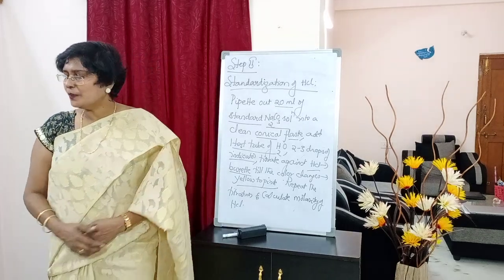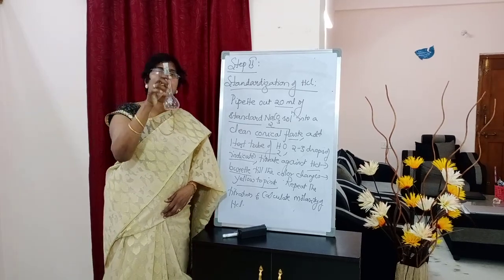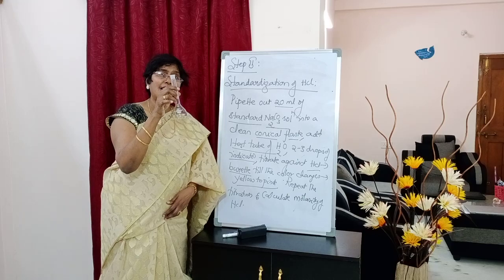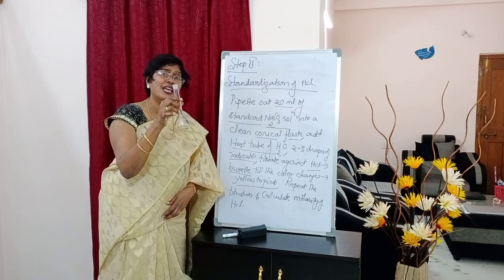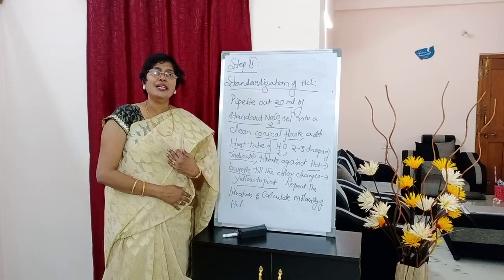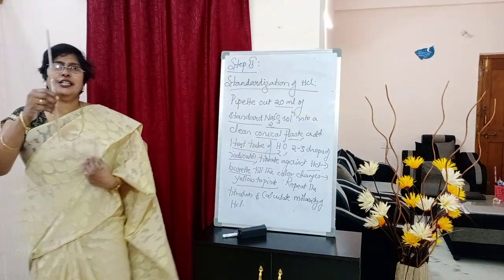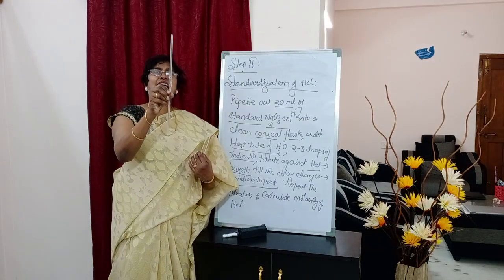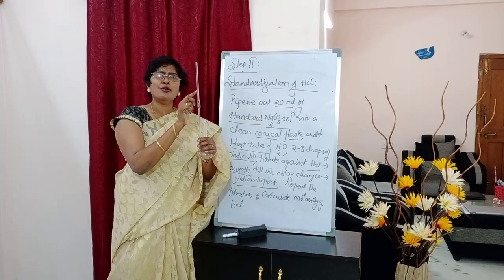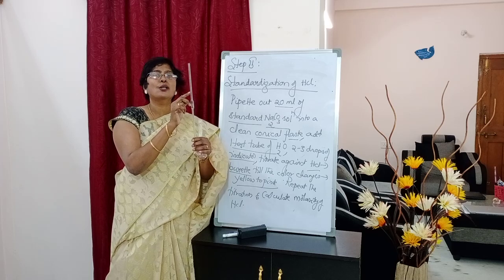So what is to be done in this procedure, students? This is a standard Na2CO3 solution. Carefully pipette out 20 ml of this solution. So how will you know how to pipette out 20 ml? Look here, I have shown you the pipette, right? This is a 10 ml pipette. Students, this also has a mark. Same rule for this also. Colored solution, upper meniscus. Colorless solution, lower meniscus.